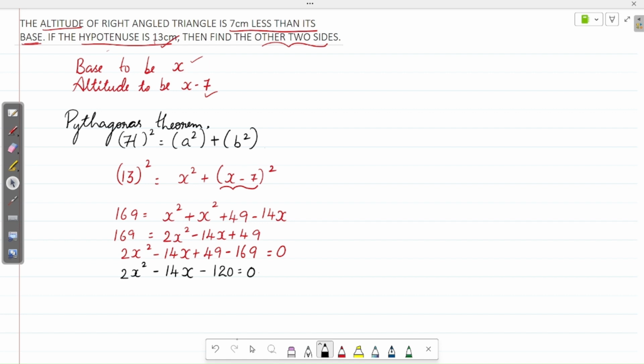If I look carefully at this equation, the 2 acts as a common factor for all the terms. So if I take it out, I will have x squared minus 7x minus 60 equal to 0. And this 2, if it goes to the other side, it would become 0 by 2, which is again 0. So right now I have the expression x squared minus 7x minus 60 equal to 0.